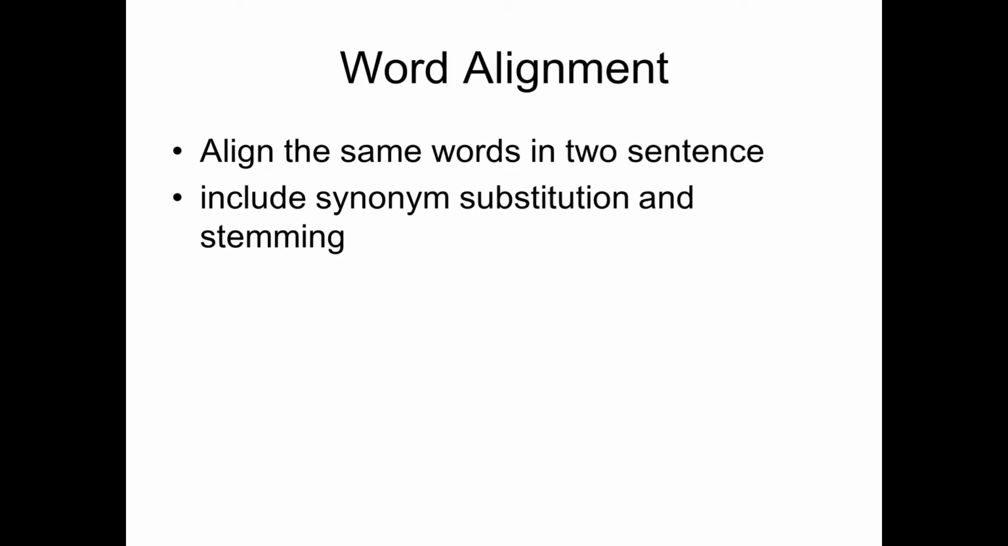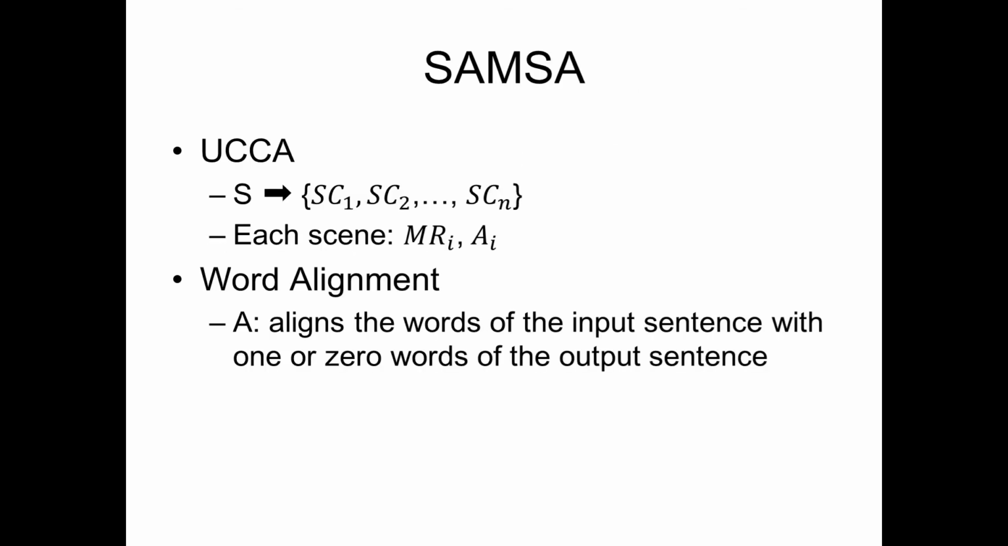Word alignment is a tool which can align the same words in two sentences. In SAMSA, UCCA decomposes each input sentence into a set of sentences. Word alignment aligns the words of the input sentence with one or zero words of the output sentence to form a set A. Here, the input sentence is the original text and the output sentence is the simplified text.